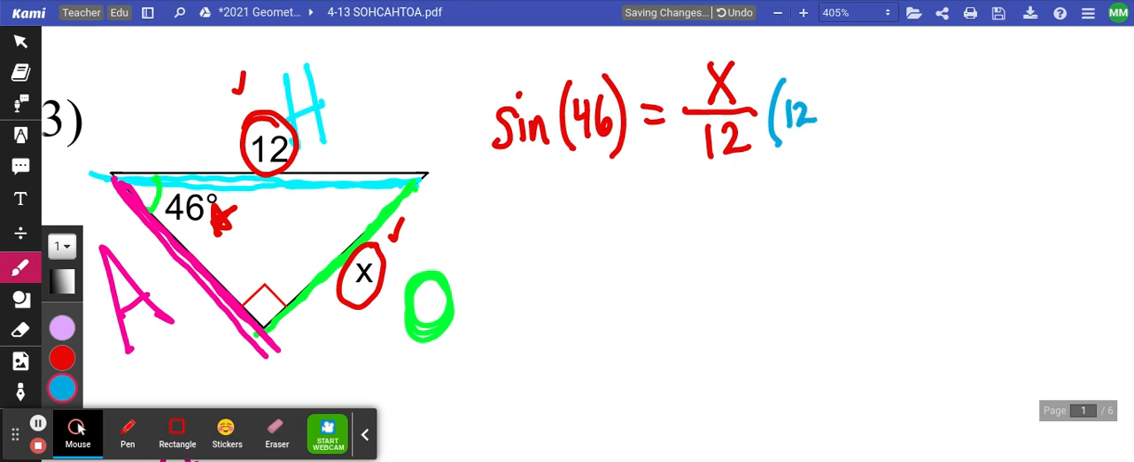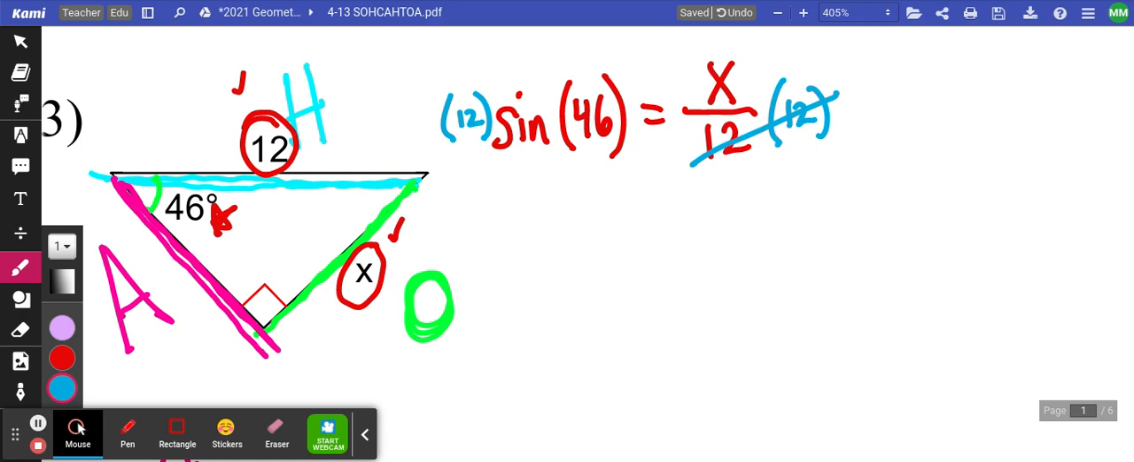so I multiply by 12. Times 12. And then times 12. So now this says 12 times sine of 46. And that's going to give us what our answer is.